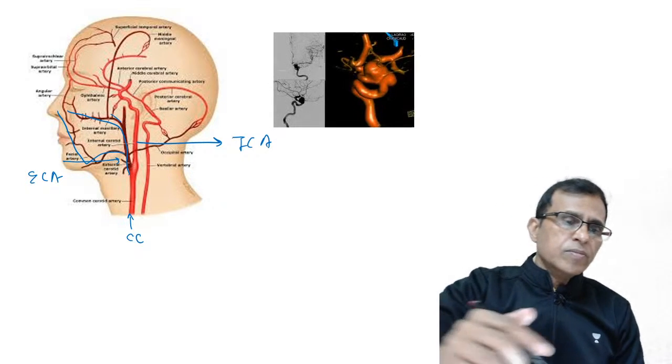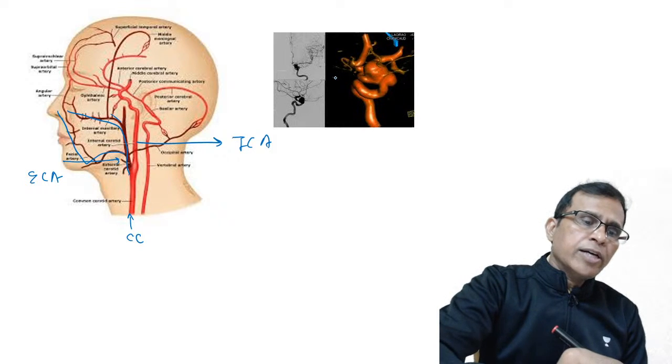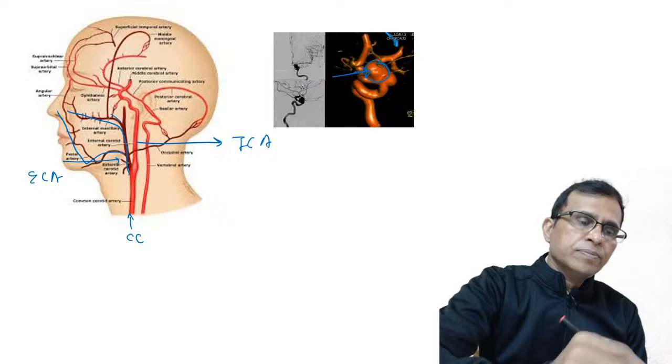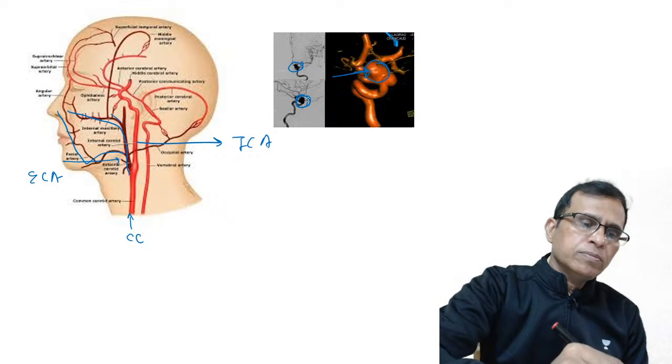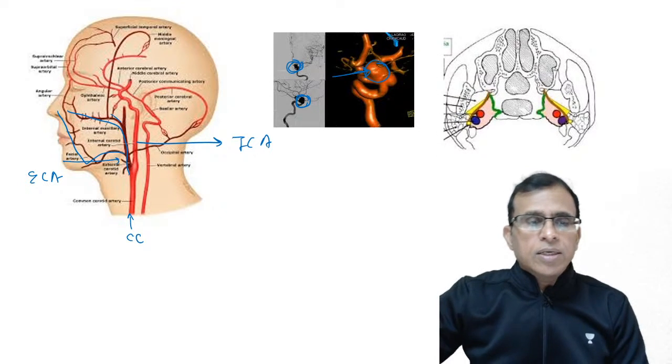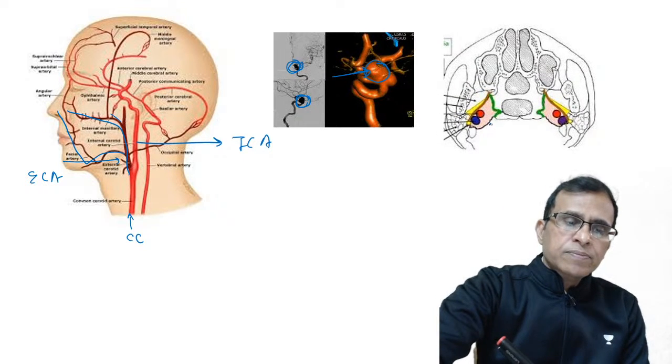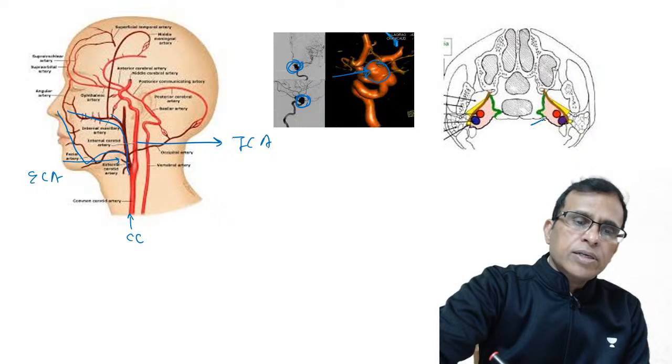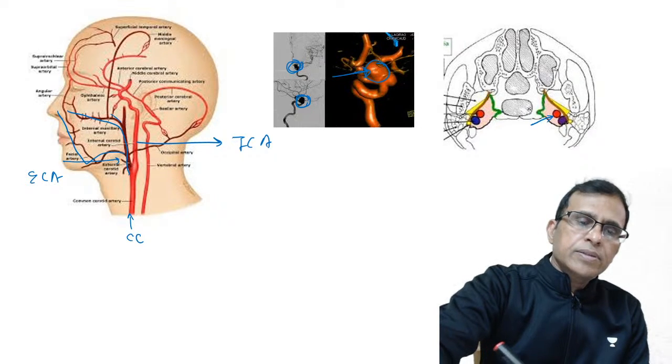See, this is the internal carotid aneurysm. This is the aneurysm of the internal carotid artery. This is how it swells up. This is angiography showing the aneurysm of the carotid. This is how it looks. Now this is the parapharyngeal space, and this is your internal carotid artery, and the tonsil is somewhere here. This is the area of the tonsil.